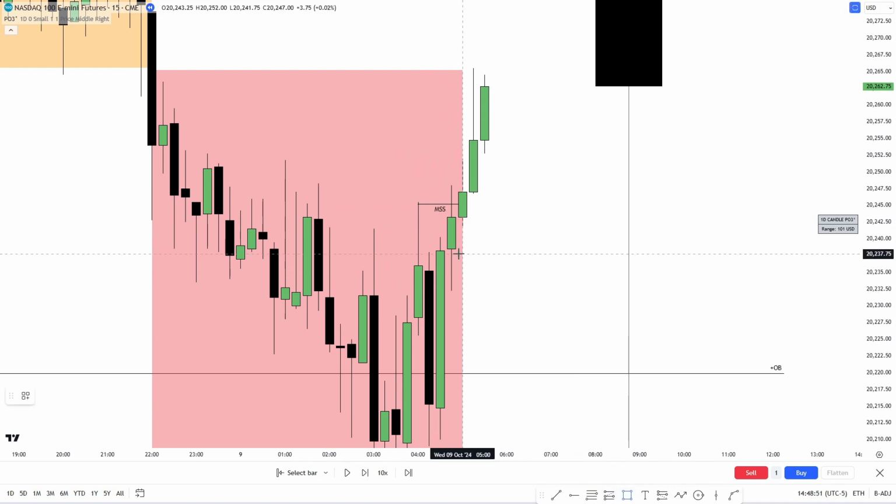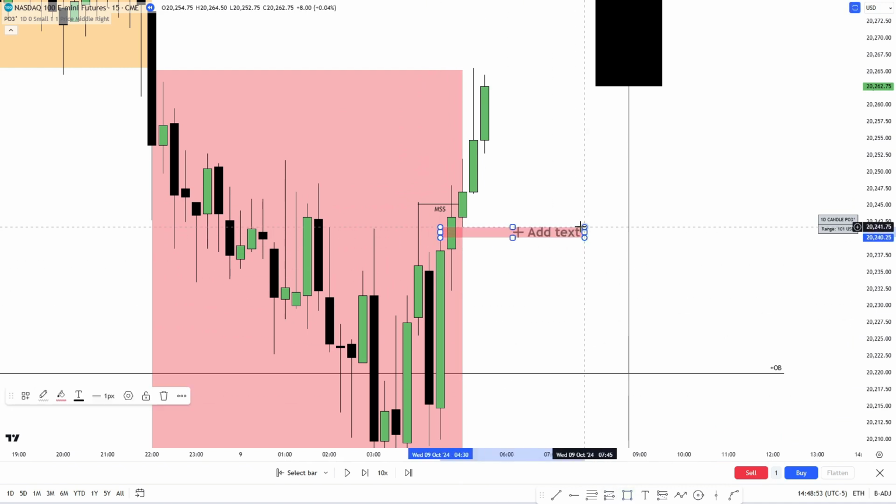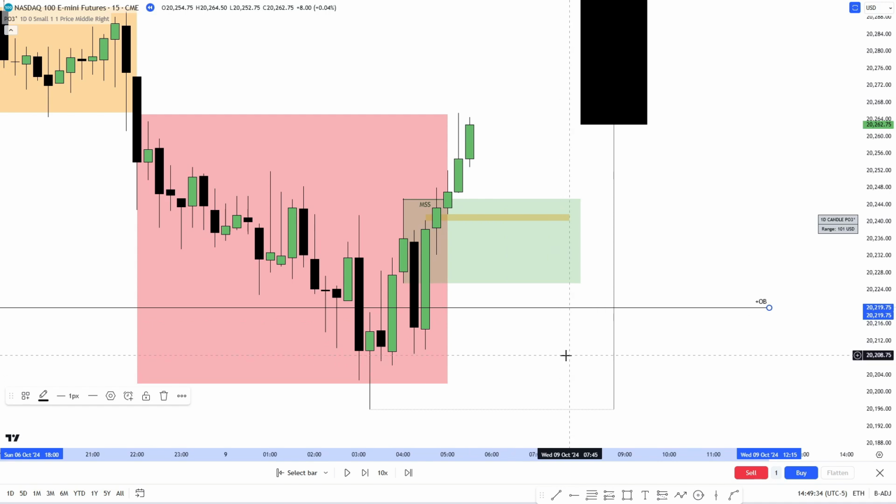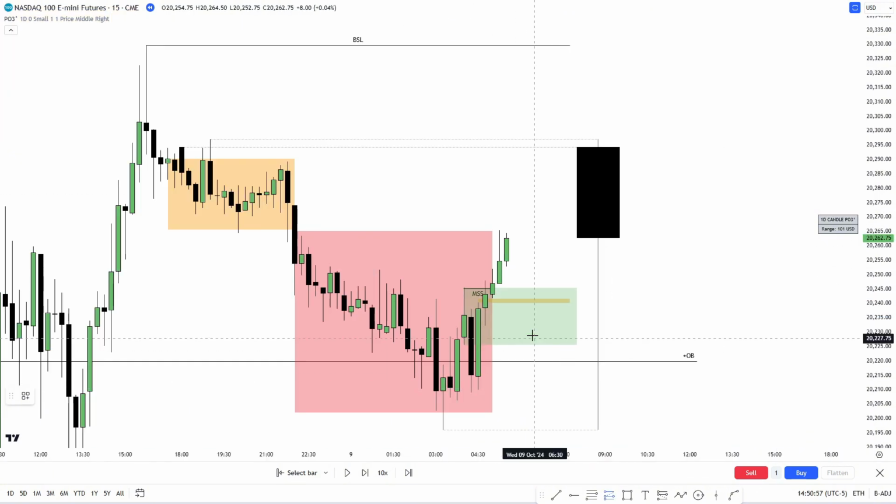And a PD array that stands out here for me is this fair value gap right here. Now guys, alternatively, you could have looked at this mitigation block right here, as we failed to take out this low right here. So low, high, higher low. This is your mitigation block. So we have two overlapping PD arrays right here. Now guys, your entry would be in one of these, either one of these PD arrays.